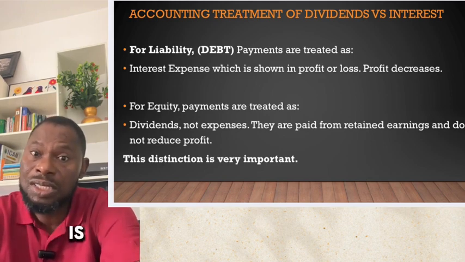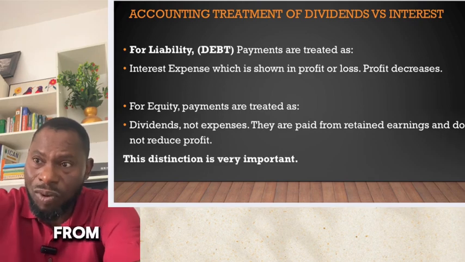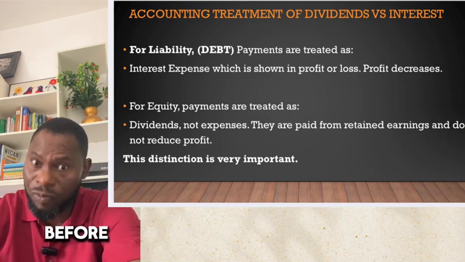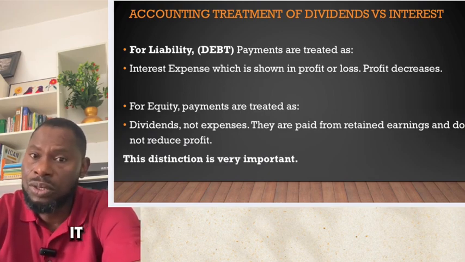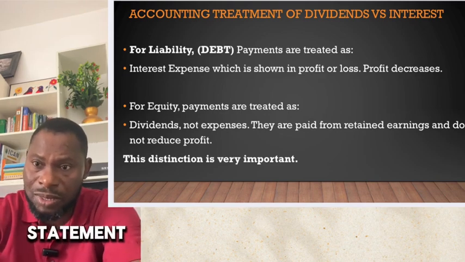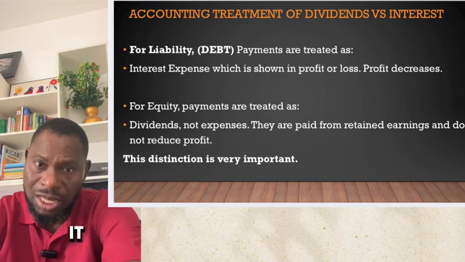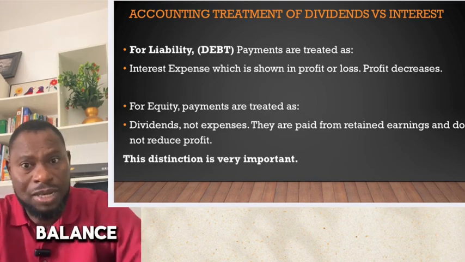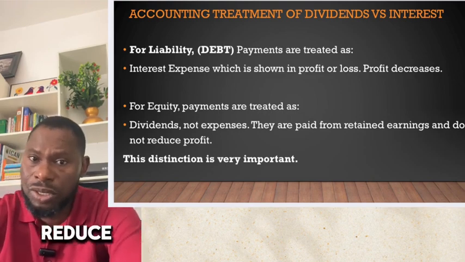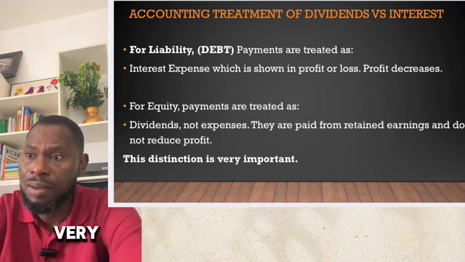Profit is calculated in the income statement. That is where you pay your finance cost, before you arrive at your profit. So that one reduces profit. But dividend is not paid from there. It's not from the income statement. Your retained earnings is inside the balance sheet. It has already been transferred from the income statement to the balance sheet. It's part of your reserves. So it is from there, and it does not reduce profit. So this distinction is very, very important.